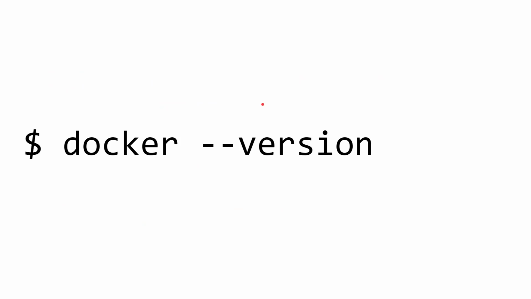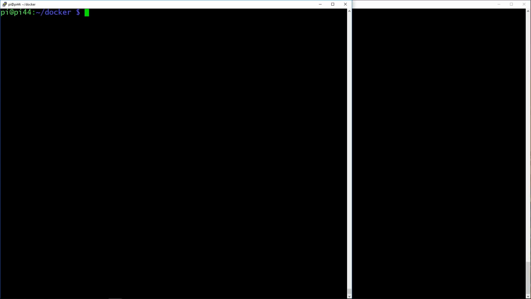Okay, so what we're going to do now is go over to our Raspberry Pi and start running some commands. The first command we're going to run, very simply, is docker --version. So here we are over on my Raspberry Pi machine, and we're going to do that docker --version, and there we can see that we're running Docker 18.09.0, and there's the build number. Okay, so the next thing we want to do is actually run a container.